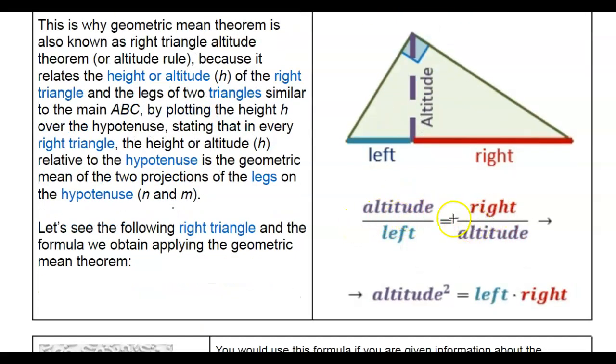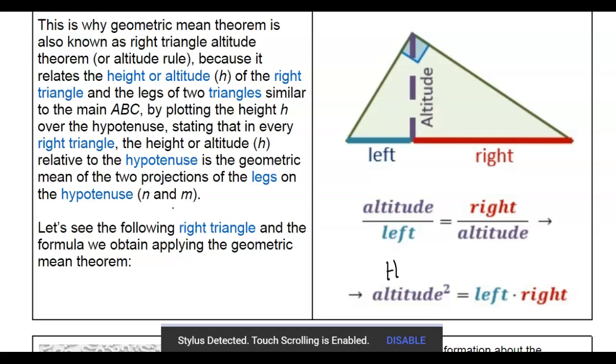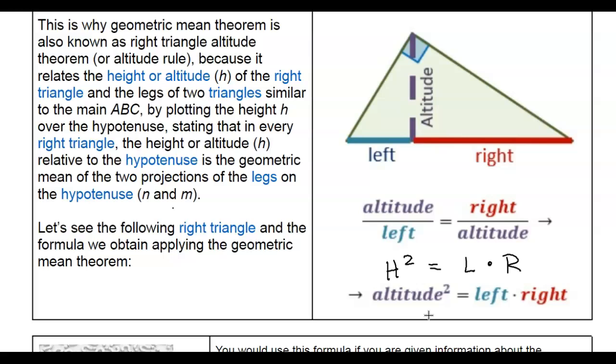So because this proportion is true, we can cross multiply, and you get altitude times altitude is altitude squared is equal to left times right. And so this is what you're going to memorize. Sometimes I memorize that height squared equals left times right. So notice it's the left part that's being divided by the altitude. So you have to understand the parts and not just memorize the formula because you're like, I don't know what left is, I don't know what right is, but I memorize either one of these, okay?